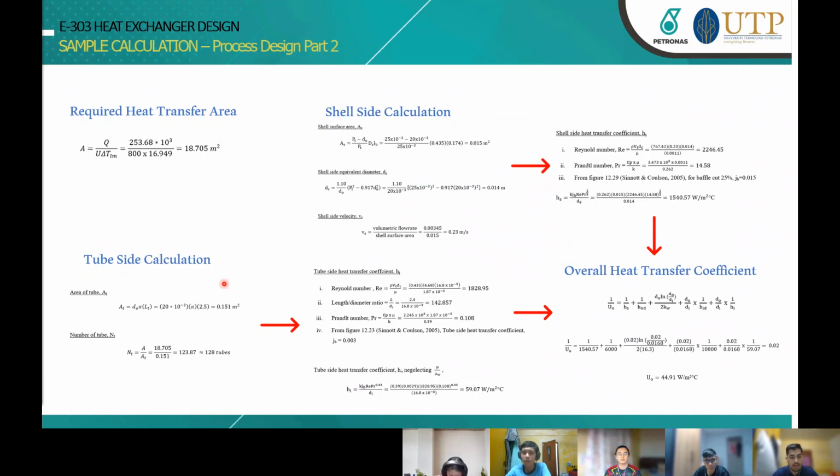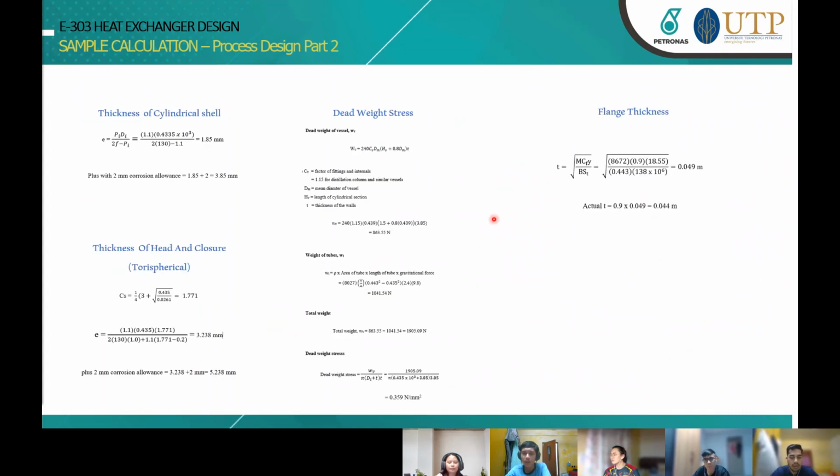The number of installed tubes for heat exchanger E303 is 128 and each tube has a surface area of 0.151 meter squared. For the shell part, the calculated surface area is 0.015 meter squared with an equivalent diameter of 0.014 meter. The heat transfer coefficients for tube and shell are 59.07 and 1540.57 watt per meter squared degree Celsius respectively. The overall heat transfer coefficient, considering the effect of fouling, is calculated at 44.91 watt per meter squared degree Celsius.